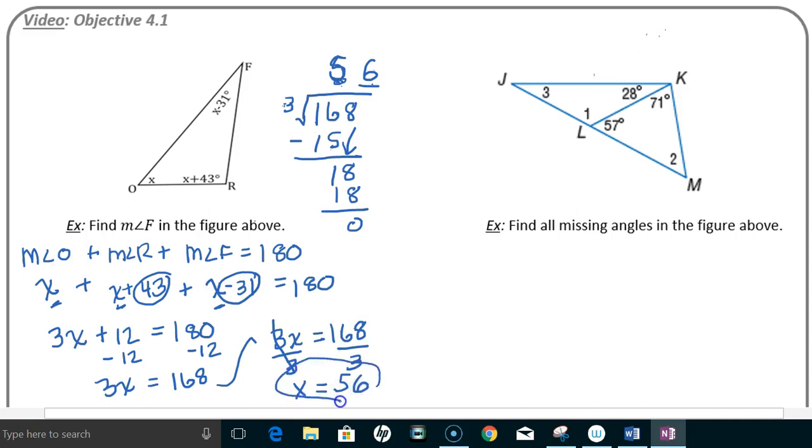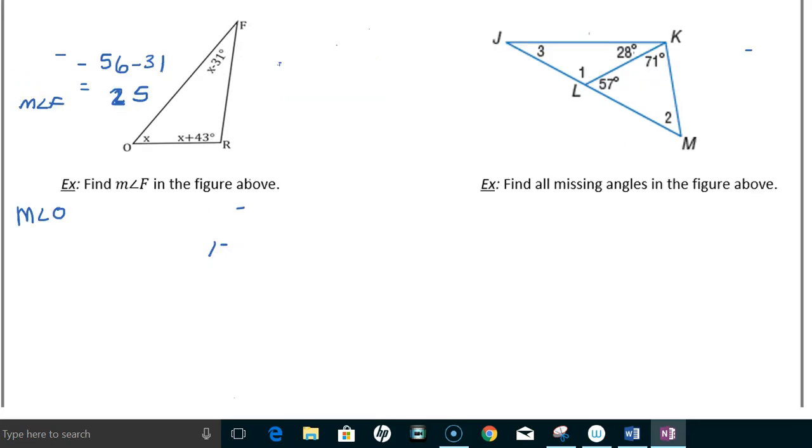That's important, but I'm not sure if I'm done. Oh, it says find the measure of angle F. So the measure of angle F is represented by x minus 31. Measure of angle F is equal to x minus 31. Well, x is 56 minus 31. So I've got 25. So the measure of angle F is 25 degrees.